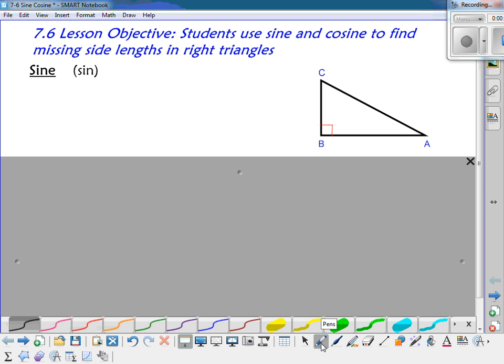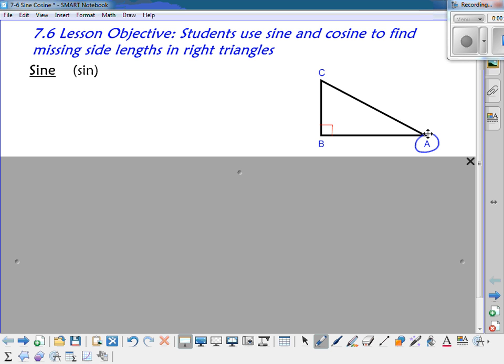First one is sine, which is abbreviated SIN. If I'm looking at angle A here, the sine of angle A would be the opposite over the hypotenuse. Opposite is right here, and the hypotenuse is always opposite the right angle. So in this particular case, the sine would be BC over AC.